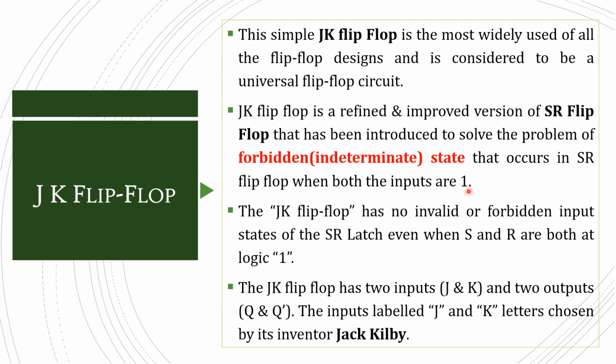That is, when S is equal to R is equal to 1, the state in the SR flip-flop is an invalid state or an indeterminate state. So to avoid that condition, this JK flip-flop is introduced. The JK flip-flop has no invalid or forbidden input states as in the case of SR latch. The JK flip-flop has two inputs similar to the SR flip-flop. This JK flip-flop also has two inputs J and K and two outputs Q and Q bar. The inputs J and K are letters chosen by its inventor Jack Kilby.